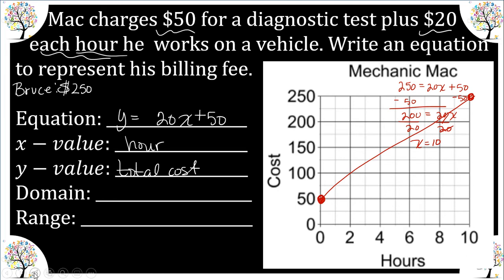So let's look at our domain. Domain is hours. So the least amount of hours that Mac will work on Bruce's truck is 0. The most is going to be 10. When he brings his truck, he gets it tested. So the least amount he has to pay is 50 for 0 hours. And then if he does have his truck fixed, the most amount of money that he will pay is 250.